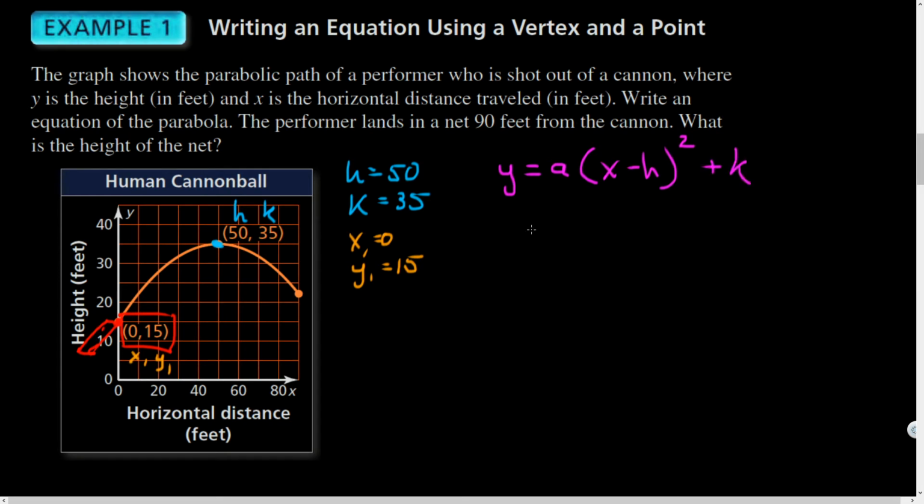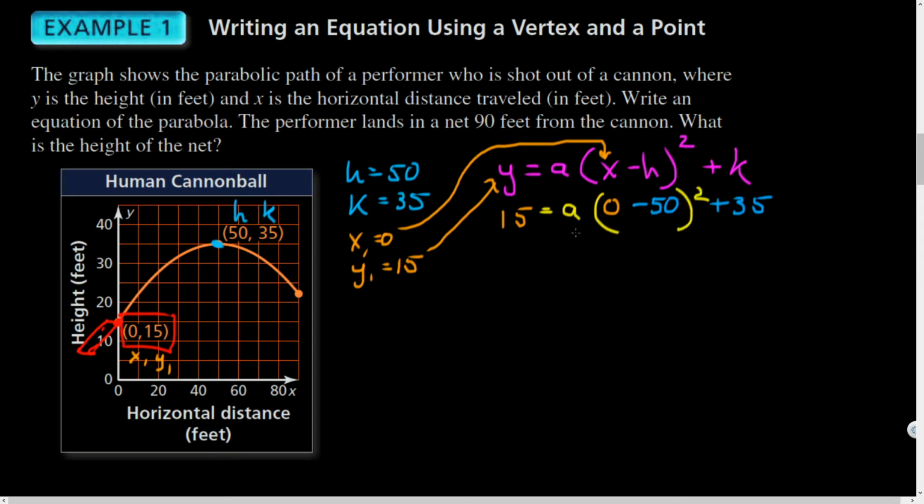It's quite similar. x minus h quantity squared plus k. Notice right now I know a handful of these things, and I'm going to plug in what I know and solve for what I don't. I know y is 15, I know a particular x value is 0. I know the h and k, so I'm going to write minus 50 here and plus 35. I'm plugging in what I know, and I'm going to solve for what I don't know.